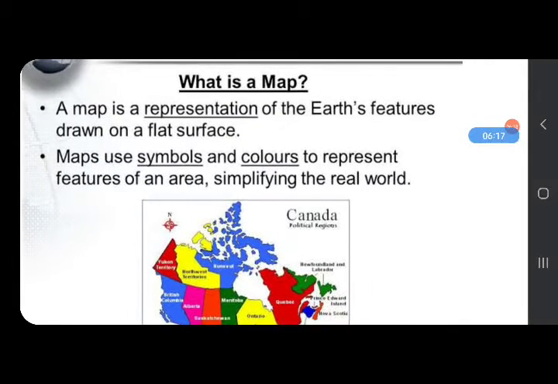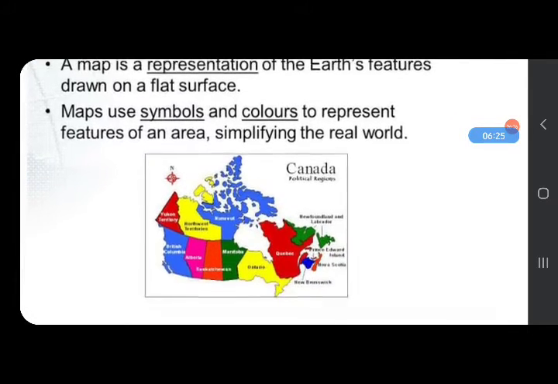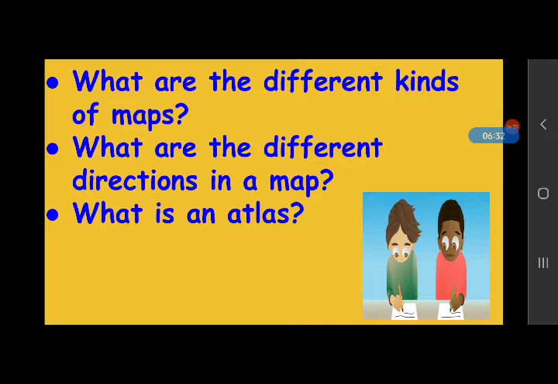And what is a map? A map is a representation of the Earth's features drawn on a flat surface. Maps use symbols and colors to represent features of an area, simplifying the real world. Now you need to answer: what are the different kinds of maps, what are the different directions in a map, and what is an atlas?